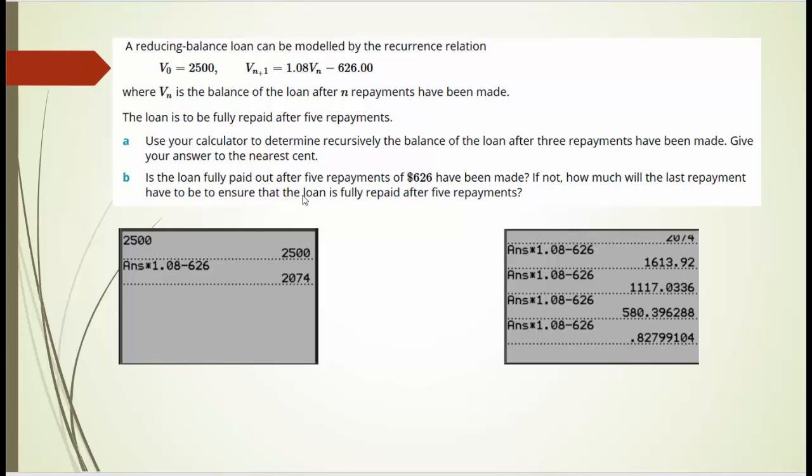Part B is the loan fully paid out after 5 repayments of 626 have been made. Well, after the 5 repayments, there's still a balance of 0.82799, so there's another 83 cents, which presumably the bank will ask you to add on to your last payment.